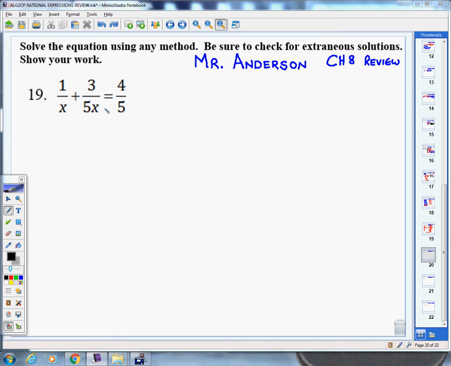Here again, we have to solve the equation. It says using any method. All right, the strategy I'm going to use here is to combine these two fractions to make one fraction, adding those two fractions, and then cross-multiplying and solving that way, and see how that goes.